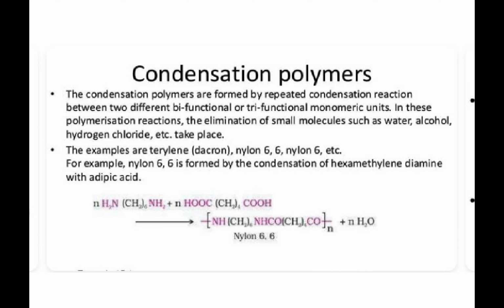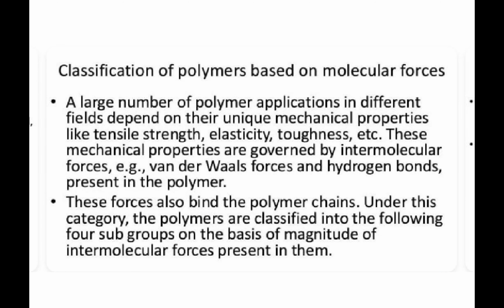Now, we have got condensation polymers which are formed by repeated condensation reaction between bifunctional or trifunctional monomeric units, and in this you can see the elimination of small molecules like either water or alcohol or hydrogen chloride will happen. So, examples are terylene, nylon 6,6, nylon 6, etc. You can see in the structure given below, and this is also very important from the examination point of view. Now, classification of polymers based on molecular forces.